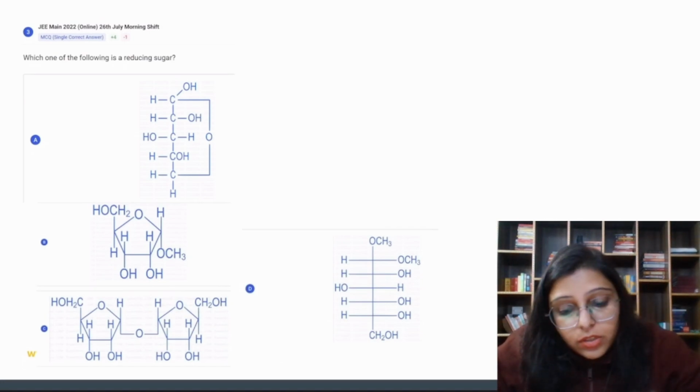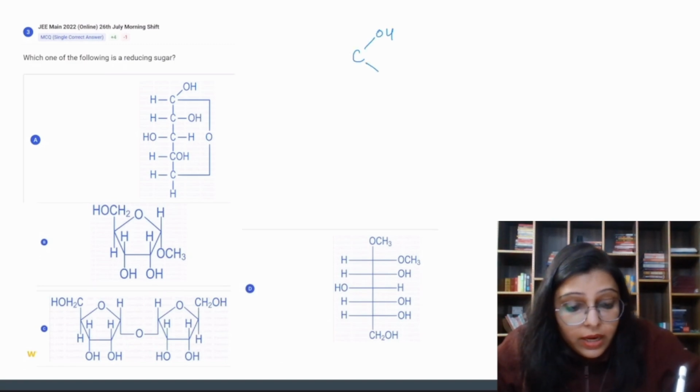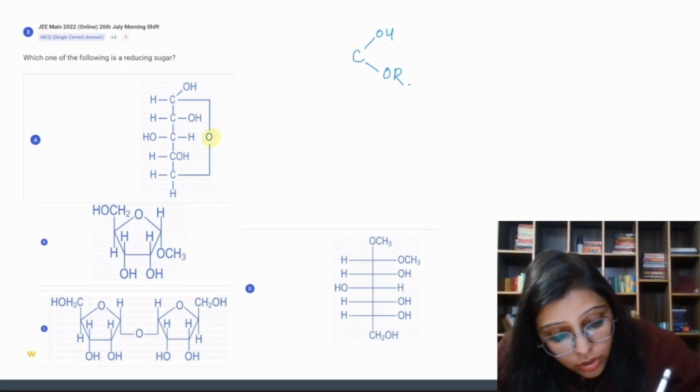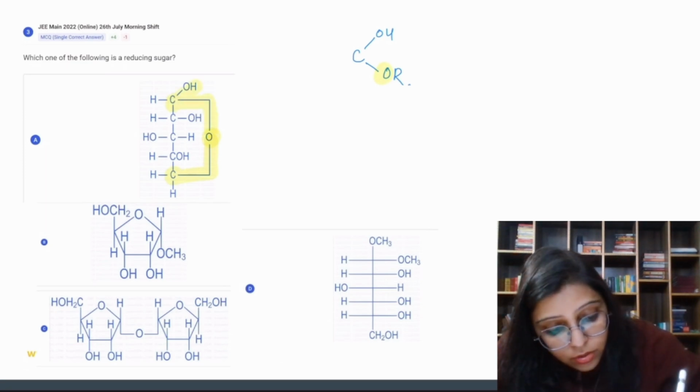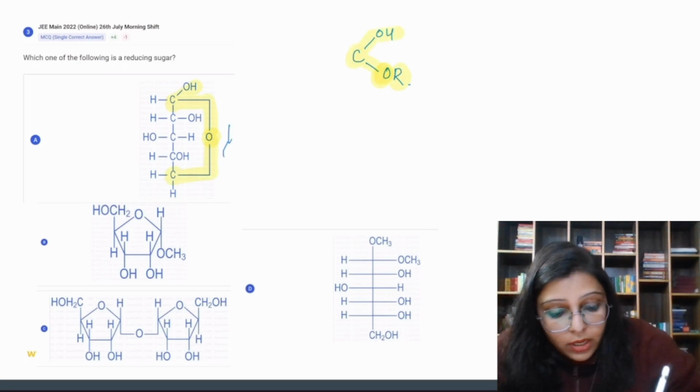So for the reducing sugar, we should find the hemiacetal group. It means OH and this OR. So see, this oxygen is bonded to carbon, fine, and this carbon is bonded to OH. This oxygen is bonded to carbon and this oxygen is bonded to carbon which is connected to OH. So here we have hemiacetal group. So this is going to be the answer. Check over here.